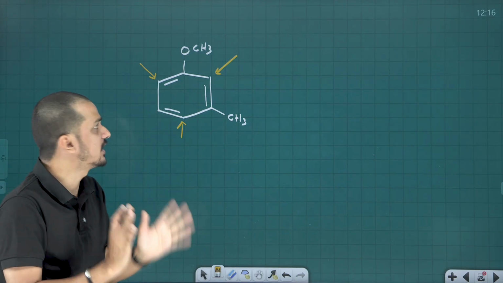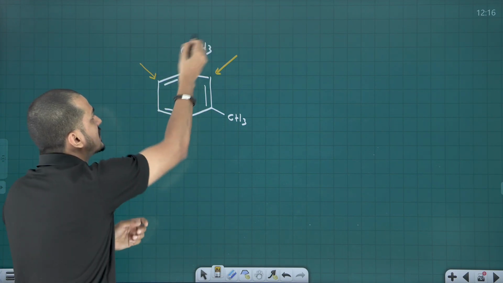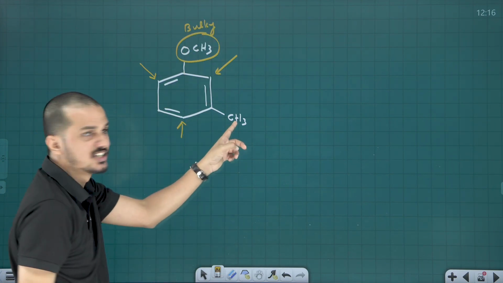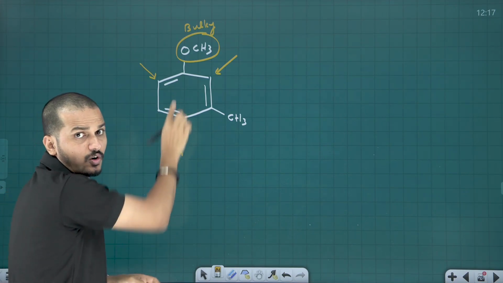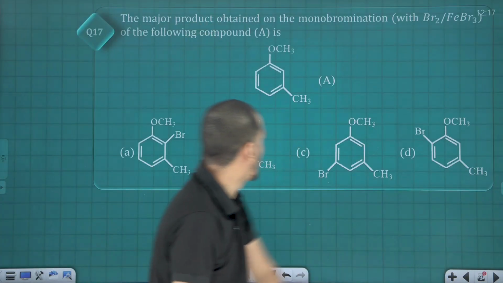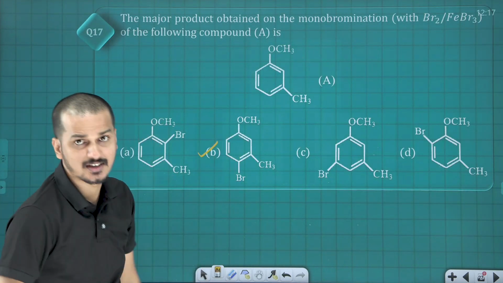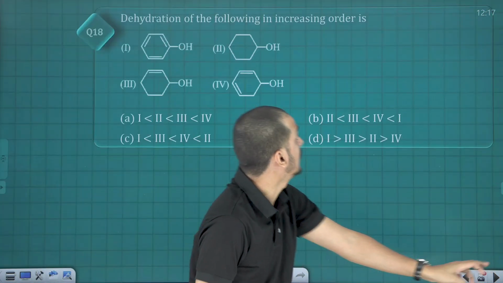Out of that, where will the bromine come? Only monobromination. The thing is that this OCH3 is a bulky group than this one. So if only one bromine comes, bromine will come only on this side, para side only. So what's the answer? Only para it will come. So option B is the correct answer. Ready guys? Okay. Next one, again, next question.